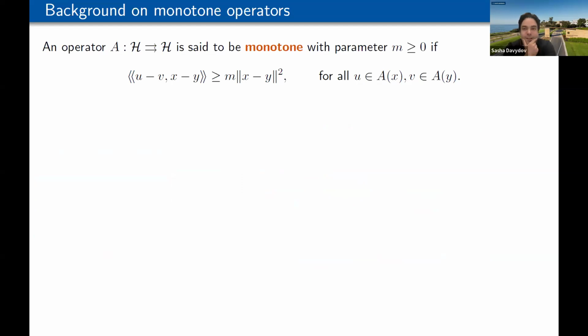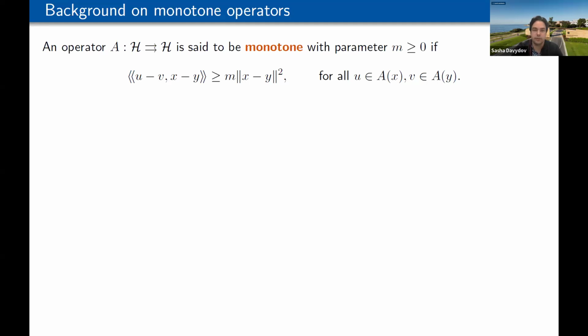So, a little bit of background on the standard monotone operator theory. We can consider an operator A, which is a set-valued operator from a Hilbert space to itself. And we'll say it's monotone with some parameter m greater than or equal to 0 if this inequality holds. You have the inner product of u minus v with x minus y should be greater than or equal to m times the norm of x minus y squared. The inner product and the norm come from the Hilbert space, and u and v are just elements of the set-valued output of the operator A. This is a standard definition.